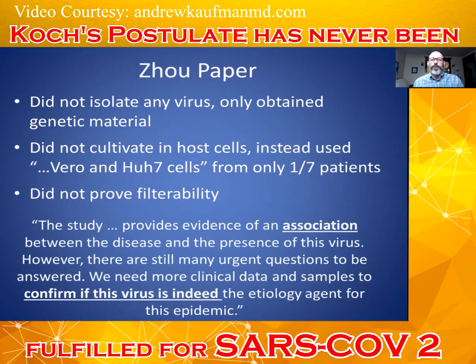And here's what they wrote in their conclusions. "This study provides evidence of an association between the disease and the presence of the virus. However, there are still many urgent questions to be answered. We need more clinical data and samples to confirm if this virus is indeed the etiology agent for this epidemic." And etiology means cause. So basically they said, we need more studies to prove causation. This only provides evidence of an association. And there's still many questions to answer. So the authors of this article were very honest and understood the limitations of their research methods and put an appropriate conclusion.